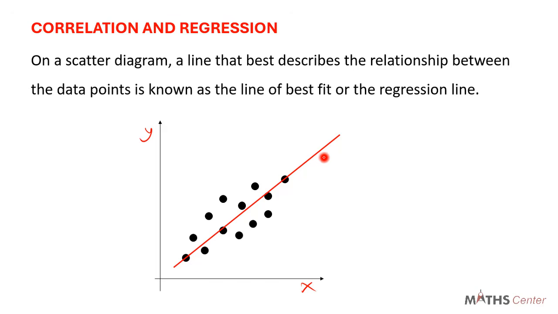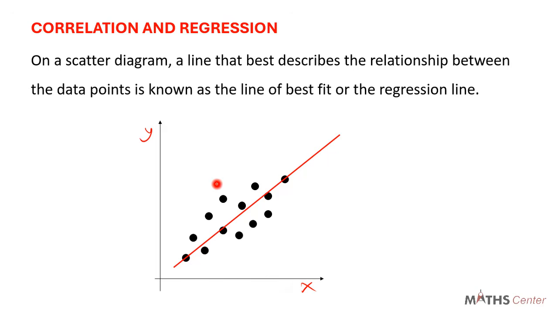And this line is known as the line of best fit or the regression line. This regression line helps us to predict how one variable will change as the other changes. It best describes the relationship between the data points. Now, we are going to learn how to draw this line of best fit.